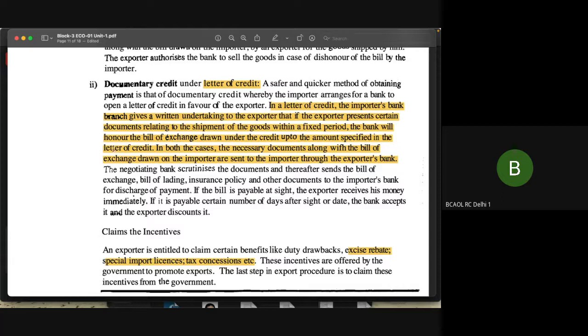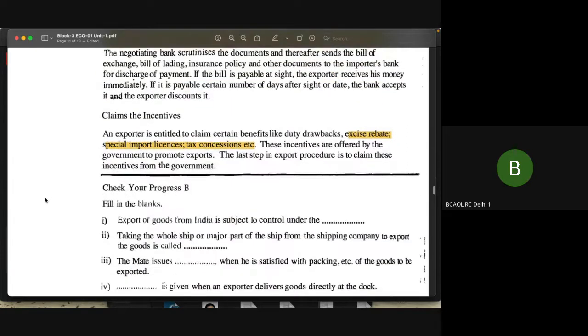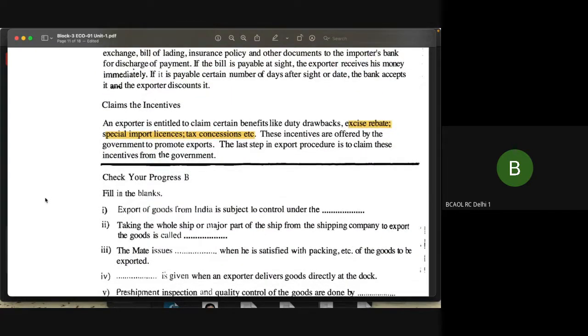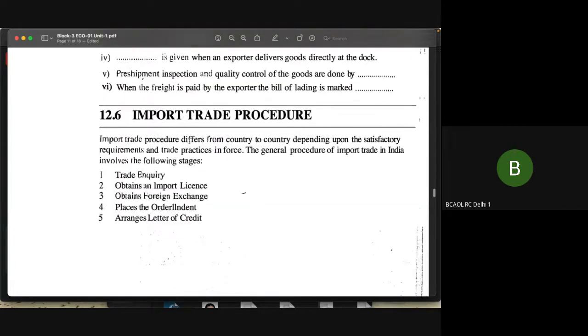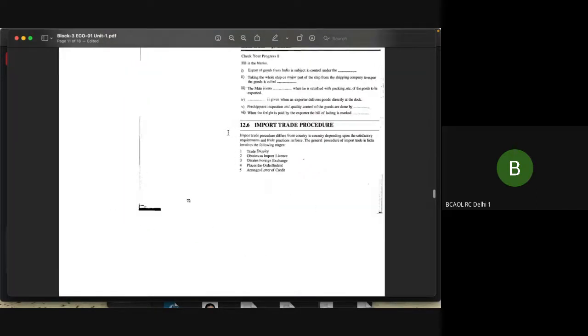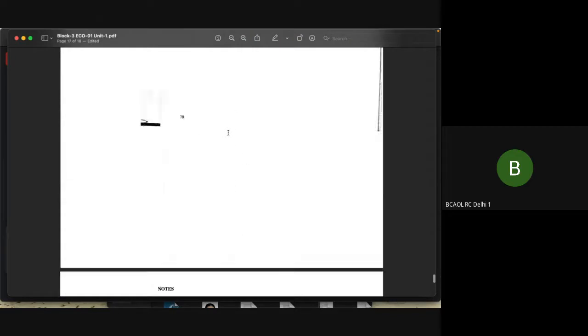दो तरीके से पेमेंट कर सकते हैं. And when export and import is involved, you get special rebates, special licenses की फीस माफ हो जाती है, tax concessions मिल जाते हैं, तो it has its own charm. Import trade procedure I won't explain, guys. It's almost a similar thing.